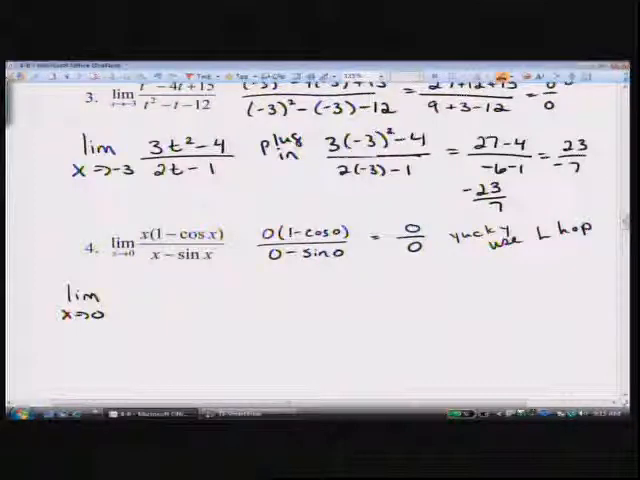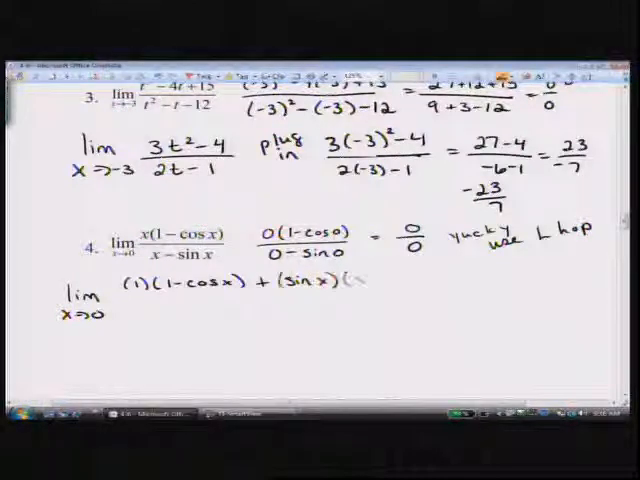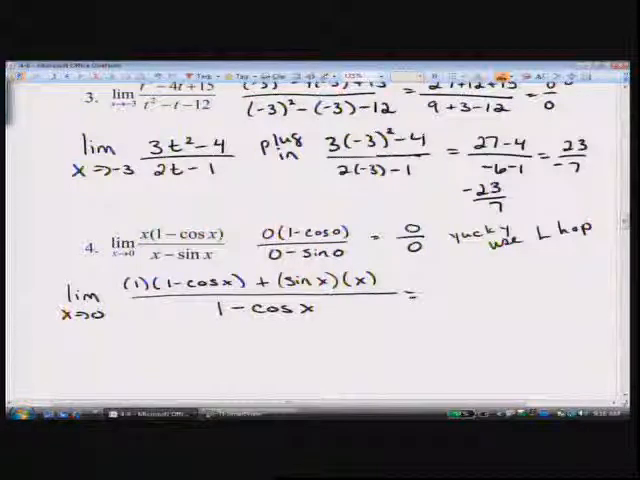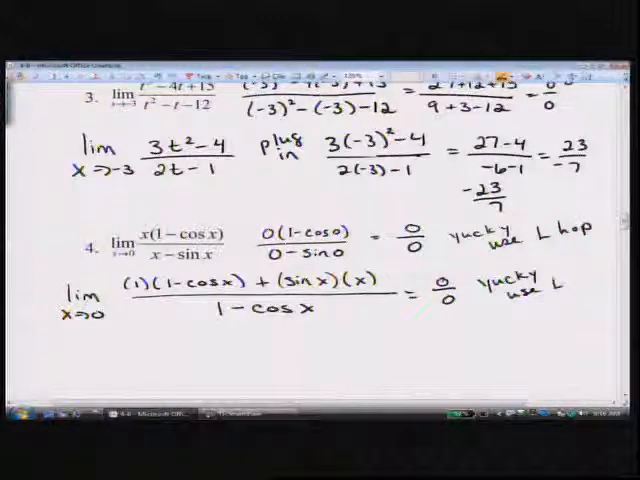Okay. So the derivative of u is 1 times the v, which is 1 minus cosine x, plus the derivative of 1 minus cosine x, which is sine x, times the u, which is x. Okay? And then the derivative of the denominator is just going to be 1 minus cosine x. Now, when we plug in 0, 1 minus 1 is 0, and then this is 0, and then here's 1 minus 1, so we get 0 over 0, which is yucky. So we're going to use L'Hopital.